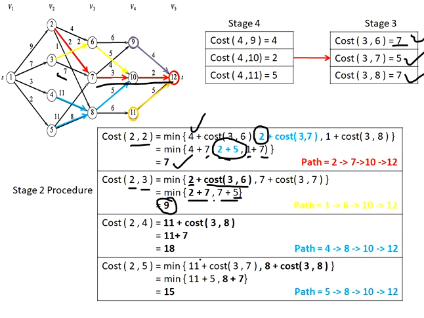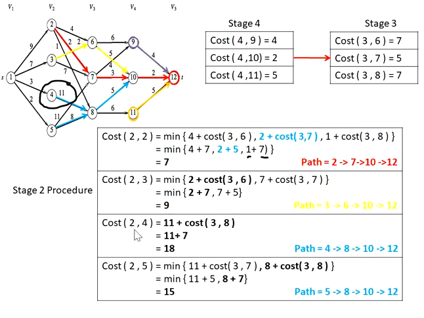So I have marked this in yellow color. The path is 3 to 6, 6 to 10, 10 to 12. So the path goes something like this: 3 to 6, 6 to 10, 10 to 12. This is the lowest cost path which we achieve from vertex 3 in stage 2. So next we are going to see vertex 4.